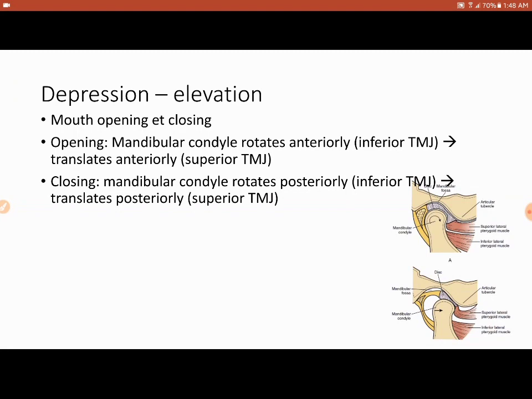First, let's talk about depression elevation, or simply mouth opening and closing. So remember guys that rotations happen on the inferior TMJ, both in opening and closing, while translation happens on the superior TMJ. So during opening, there is rotation of the TMJ, of the lower TMJ, and then there is anterior translation of the upper TMJ.